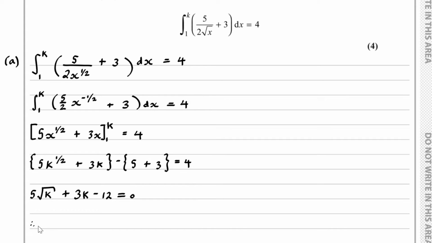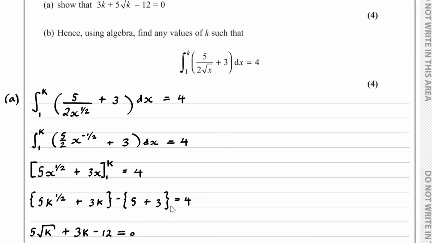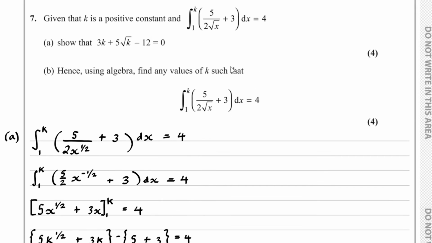So let's just rewrite this as 3k plus 5 root k minus 12 equals 0. Now for part B, hence using algebra, we have to find any values of k such that the integral between 1 and k of 5 over 2 root x plus 3 with respect to x is equal to 4. We have to use our result in part A.